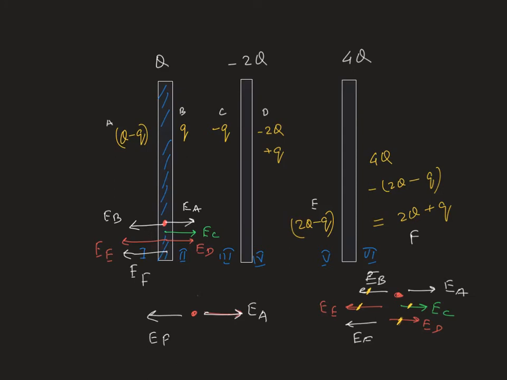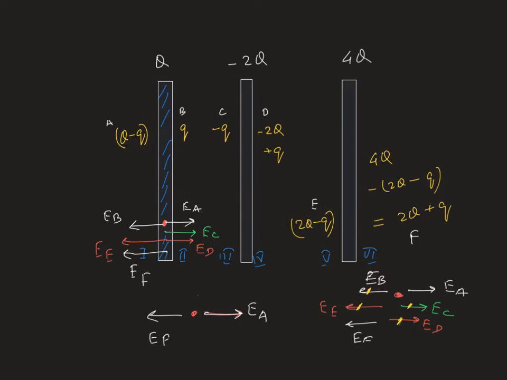And both these fields should cancel out. Should cancel out means we know that this point is inside a conductor, so the field due to A and F should cancel out. If the field due to A and F should cancel out, then there is one most important thing to understand: the charge at A must be equal to the charge at F, and they must have the same signs.